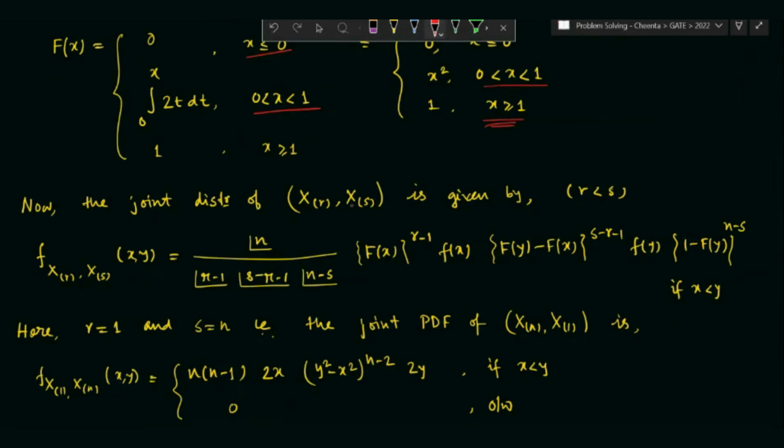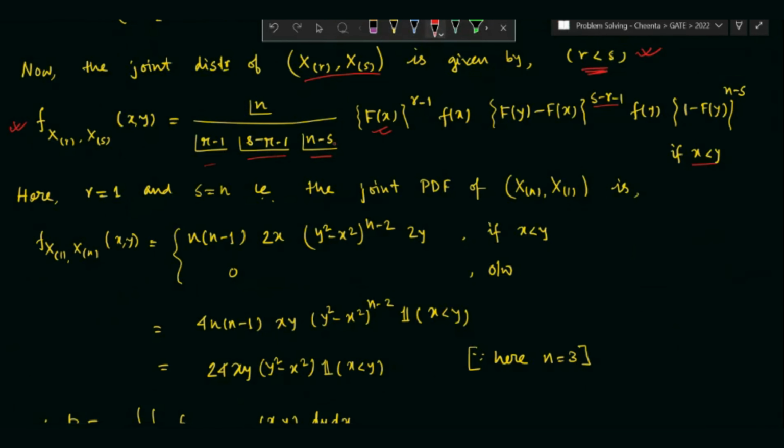Now the joint distribution of X(r) and X(s) is given by this when r is less than or equal to s. This is important. So the joint density is n factorial divided by (r minus 1) factorial times (s minus r minus 1) factorial times (n minus s) factorial, into F(x) to the power r minus 1, into small f(x), into (F(y) minus F(x)) to the power s minus r minus 1, into small f(y), into (1 minus F(y)) to the power n minus s, if x is less than y.